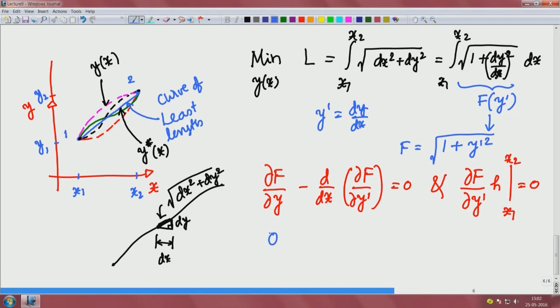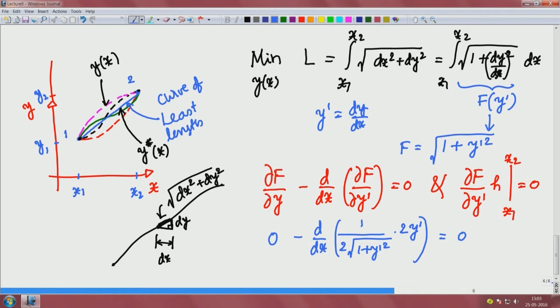So, this is 0, and then we have minus d/dx of ∂f/∂y'. We have to take the derivative of this f with respect to y', then we get 1 over 2 square root of 1 plus y' square, and then we have to use the chain rule. So, this with respect to y' square. If you take the derivative, it will become 2y'. We take the derivative with respect to only y', not x, but here d/dx of the whole thing is equal to 0.